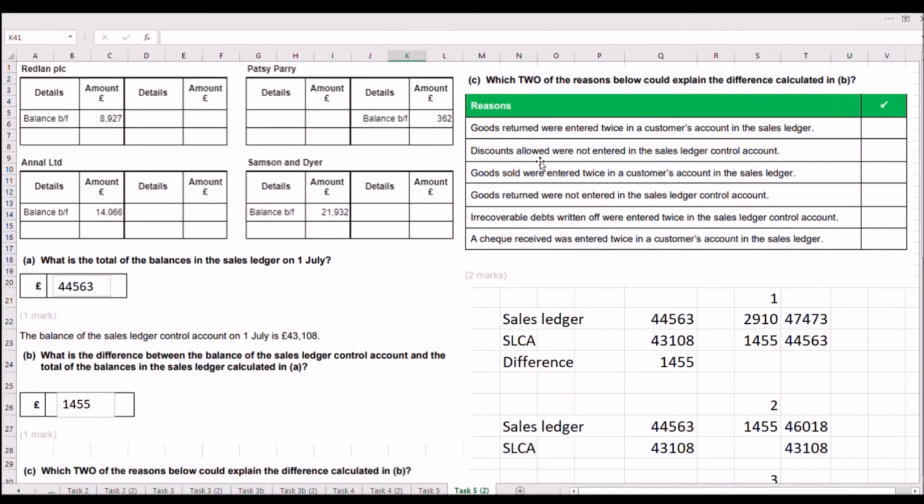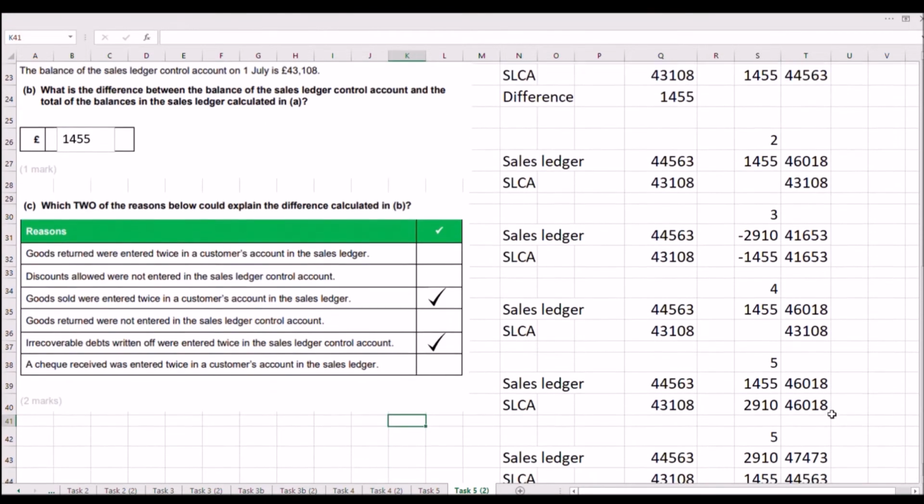In the second one, discounts allowed, it would be a credit to the sales ledger control account. They were not entered in the sales ledger control account, but they were entered in the sales ledger. So to reverse it out, we're going to have to debit the sales ledger, nothing in the sales ledger control account. Is it the same? No, so it's not that one.